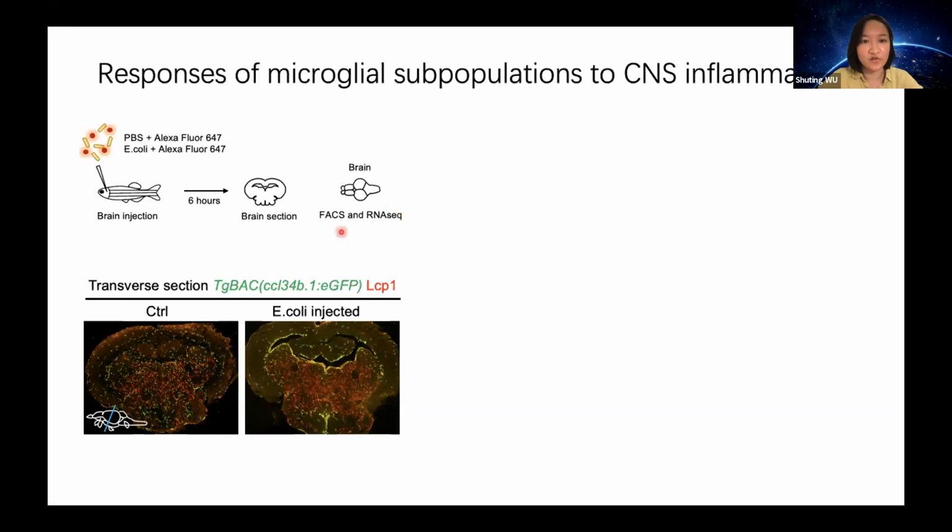So we also performed RNA-seq after 6 hours of the E. coli injection, and we found that both cell populations respond to the E. coli infection at 6 hours. It's just that the amoeboid microglia respond more significantly than the CCL34 beta-1 negative microglia.